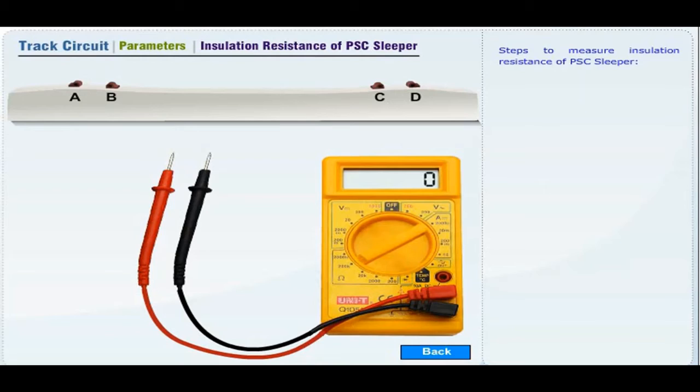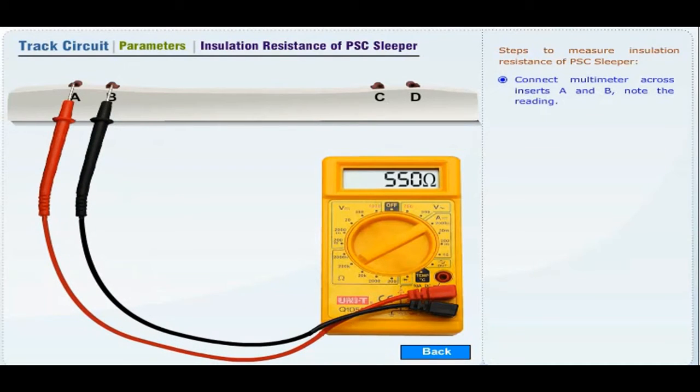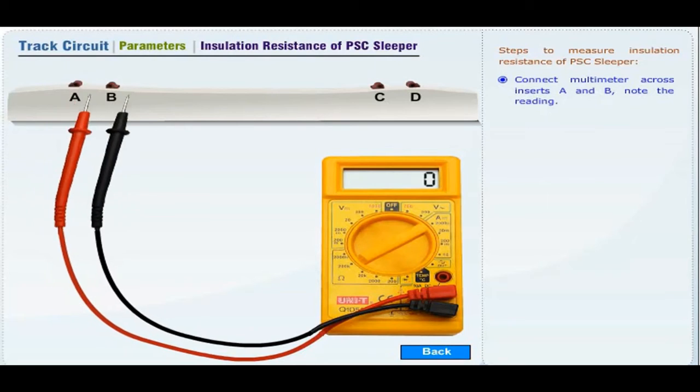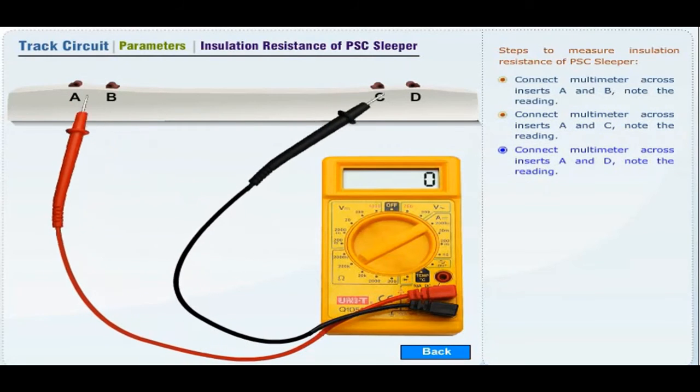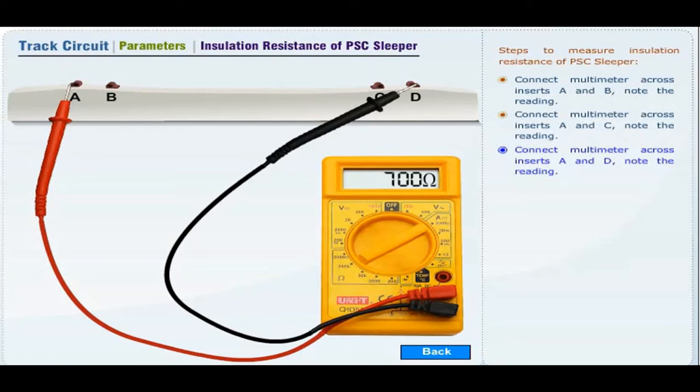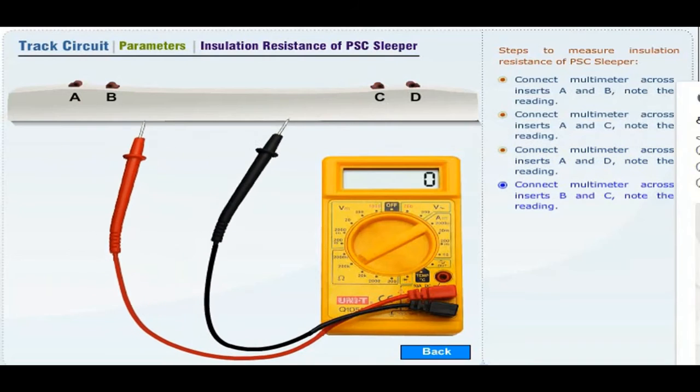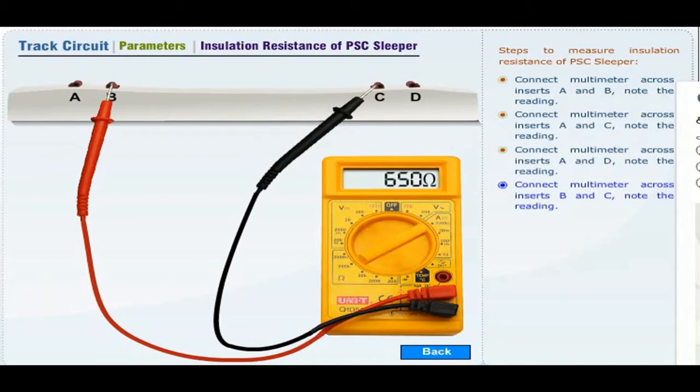Steps to measure insulation resistance of PSC sleeper. Connect multimeter across inserts A and B. Note the reading. Connect multimeter across inserts A and C. Note the reading. Connect multimeter across inserts A and D. Note the reading. Connect multimeter across inserts B and C.